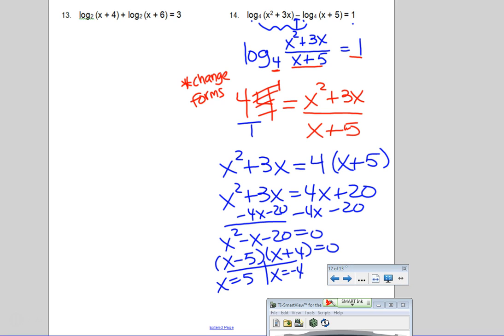All right, if I go back up to my original problem, 5 squared plus 3 times 5, that would make 40. That's okay. And 5 plus 5 would make 10. That's okay. Negative 4, if I do negative 4 squared plus 3 times negative 4, I'm going to get 4. That's okay. And negative 4 plus 5 makes positive 1. So on this particular problem, the negative answer is actually okay. So 5 and negative 4 are both the answers.